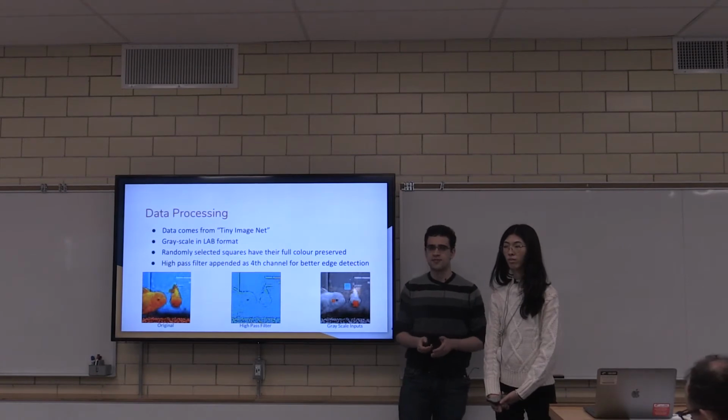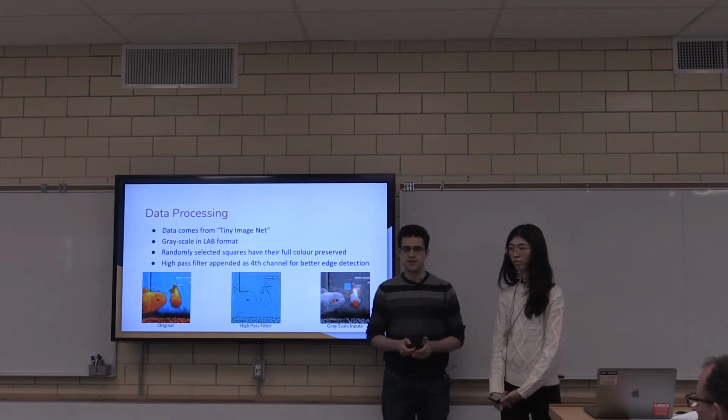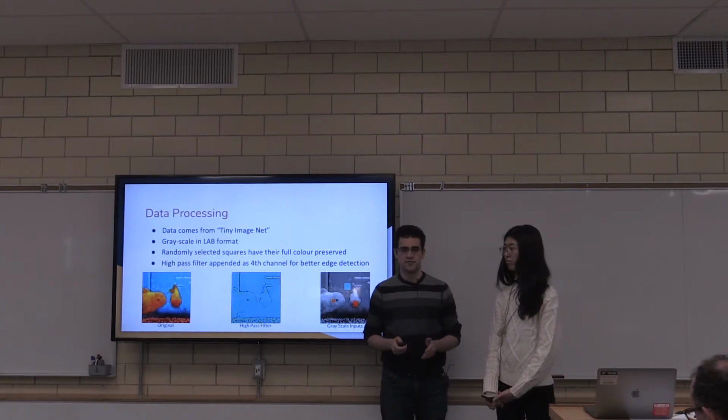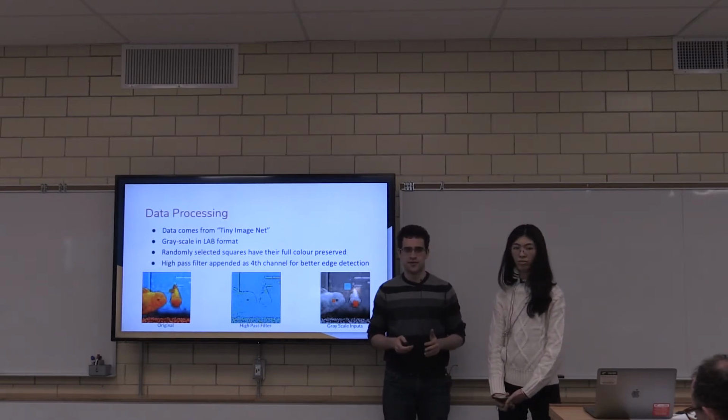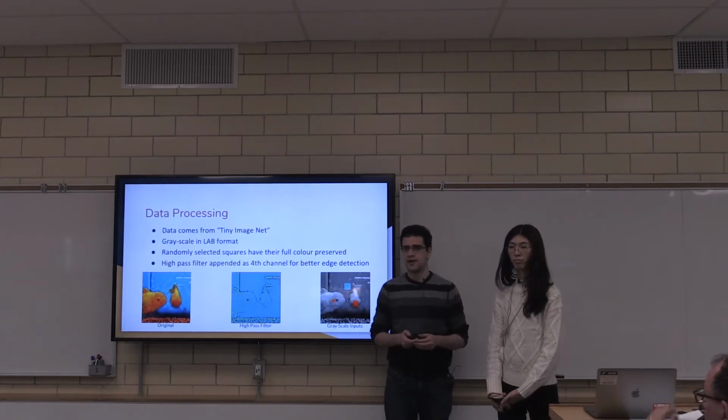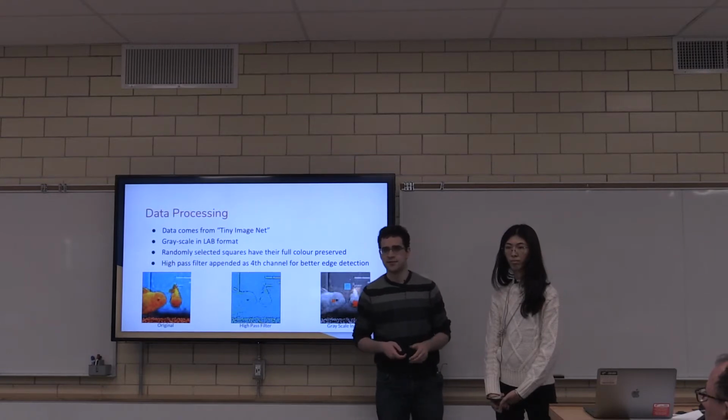Our data comes from Tiny ImageNet. It's a data set of images from Stanford University. There are 200 different classes, but we only used 5 to narrow down our scope. There are 500 images in each class, and they are 64 by 64 pixels in dimensions.